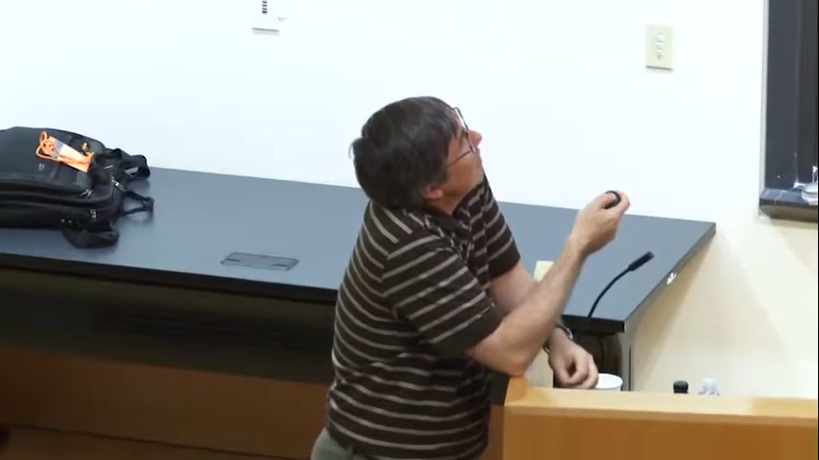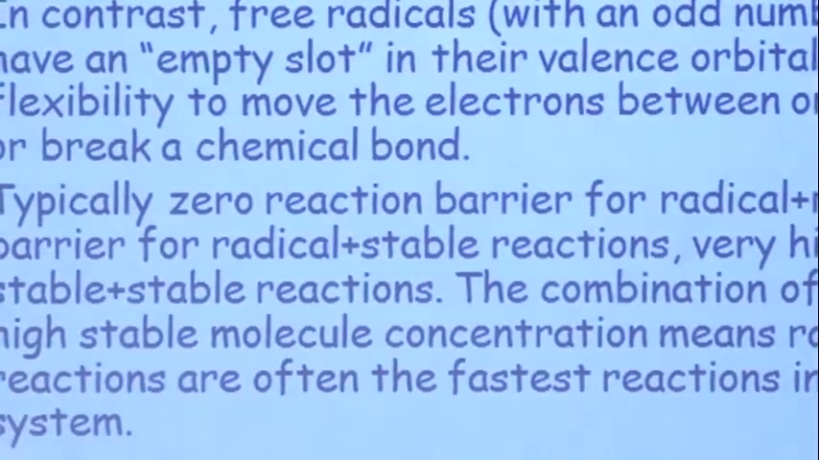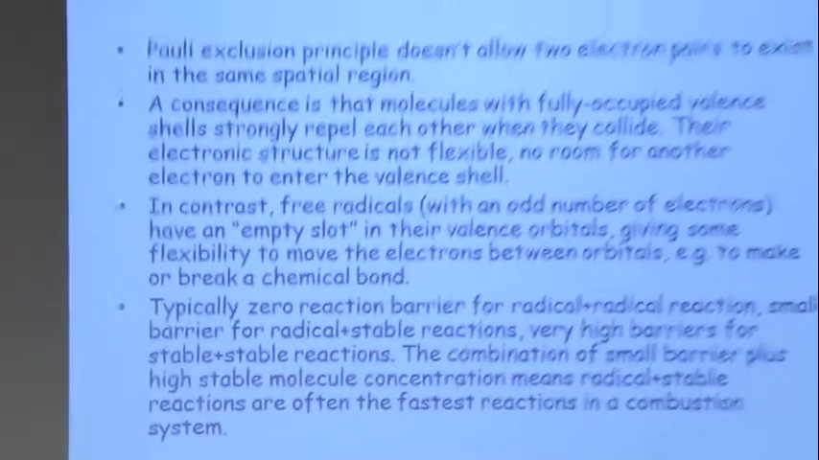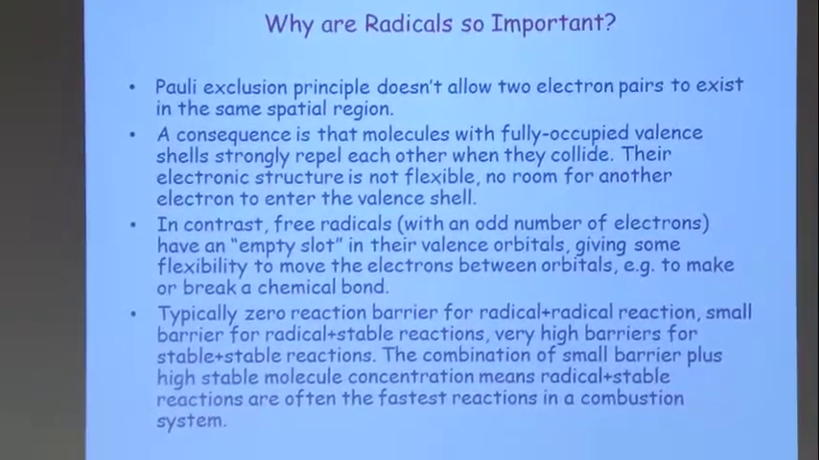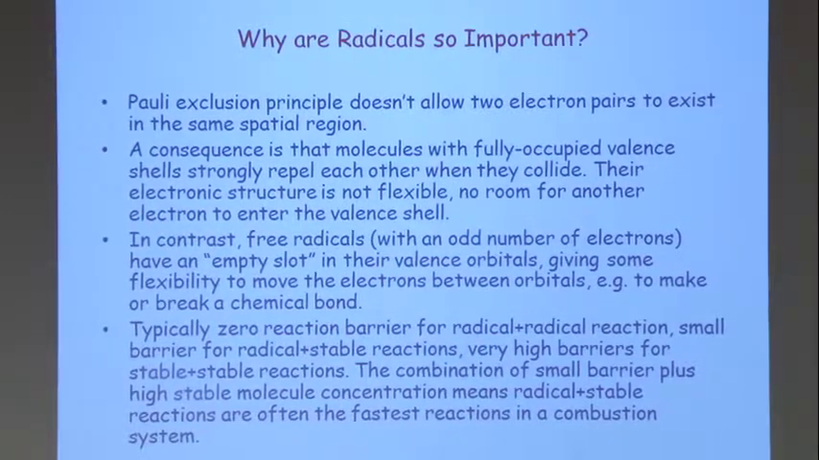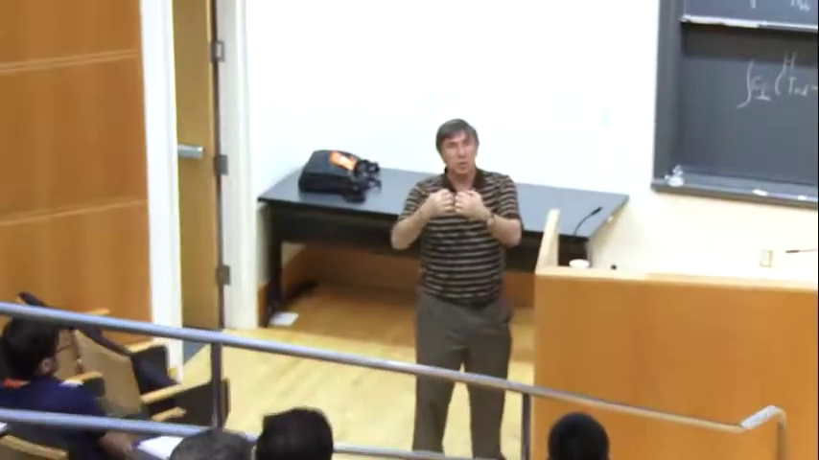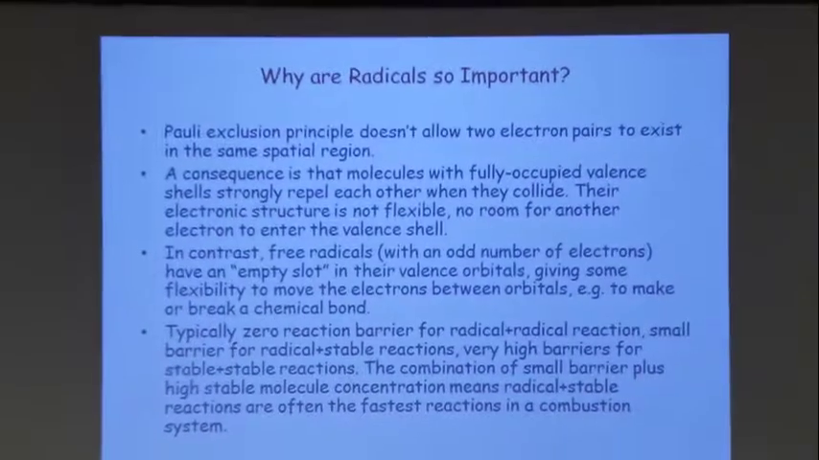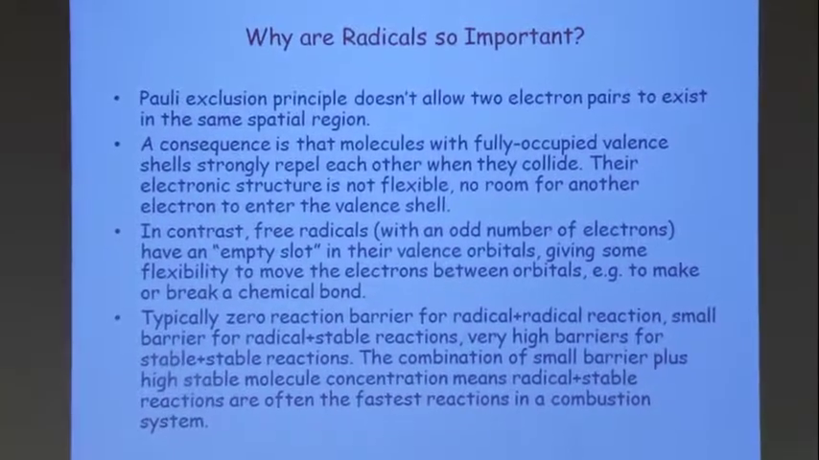And the consequence of this is that molecules that have fully occupied valence shells, which is most of the stable molecules you know, repel each other. You try to bring them together, they always repel. And so you have like a van der Waals repulsion term, right? You know, r to the 12th or something, some really strong repulsion. You just can't get them too close to each other because the electron pairs cannot both be in the same location. So you can't make the electron clouds overlap each other. The electronic structure is not flexible, so the electrons can't move out of the way.